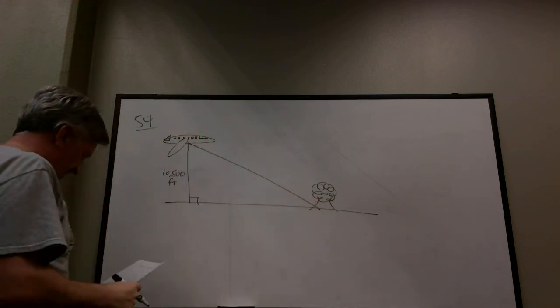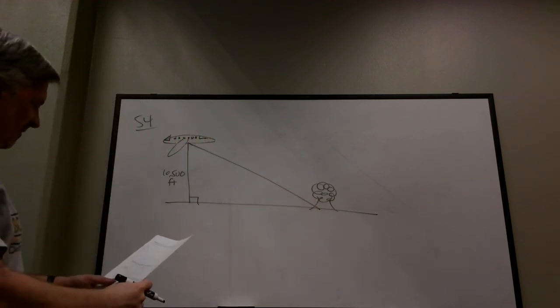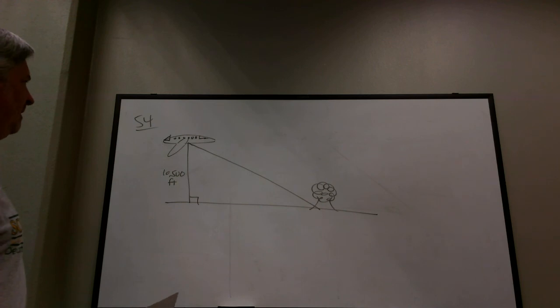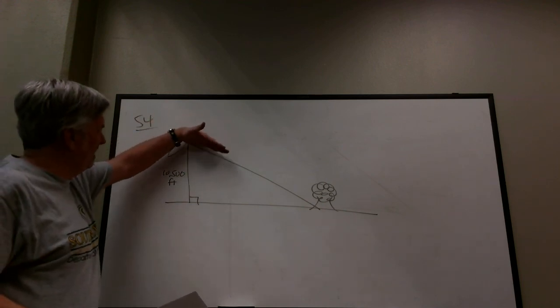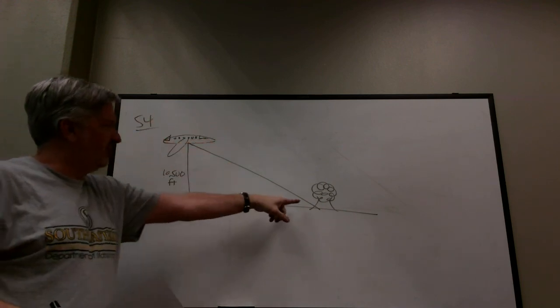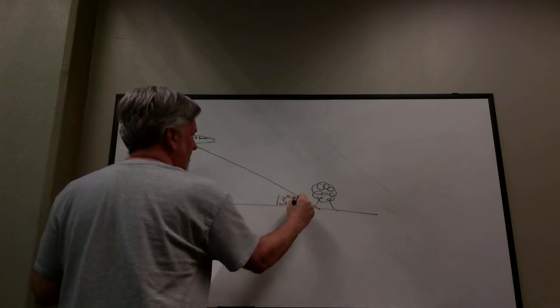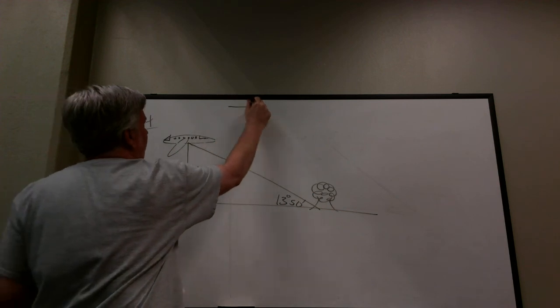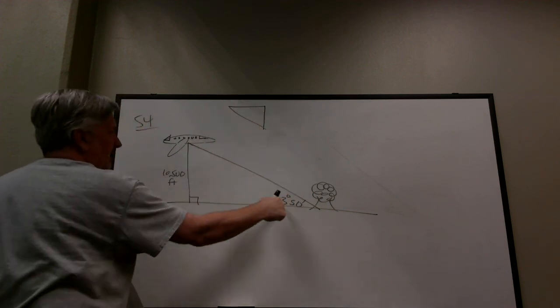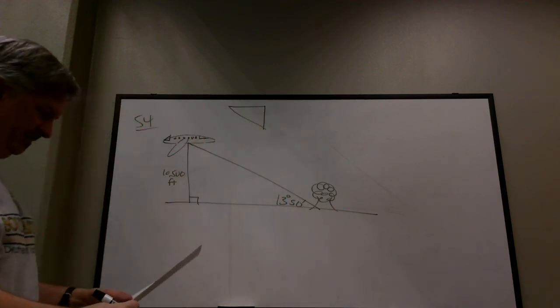That's fine. Okay, the angle of depression from the plane to the base of the tree is 13 degrees 50 minutes. Now the angle of depression is here, which is the tree's angle of elevation, so I'll just put that down here like we just discussed. That's 13 degrees 50 minutes. If I had drawn the triangle this way, I could have put the 13 50 in there.